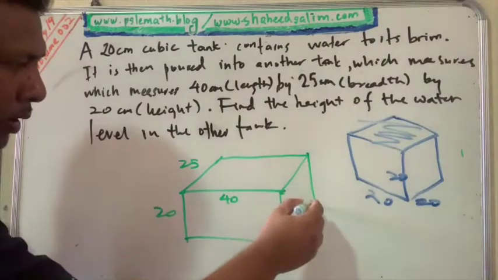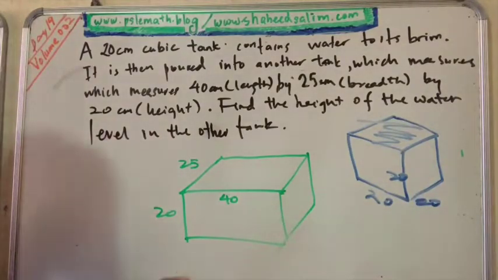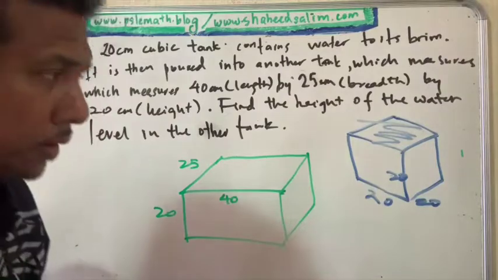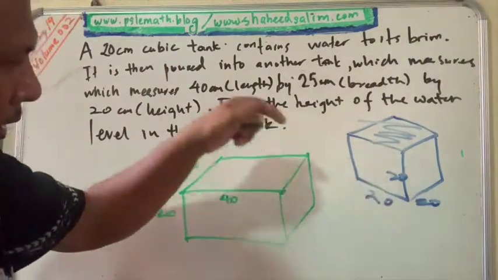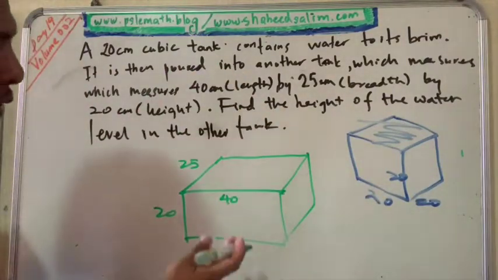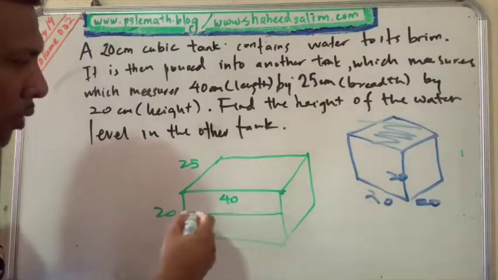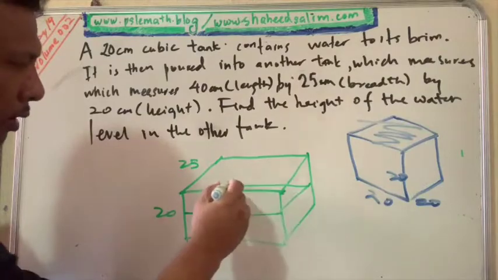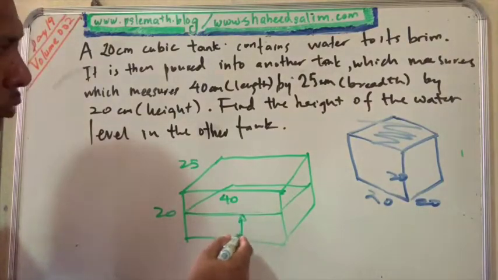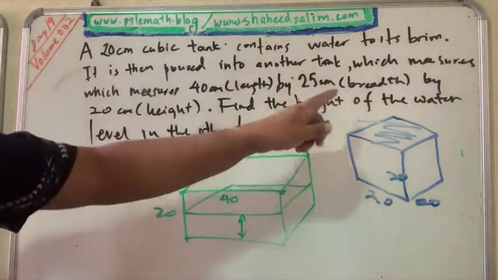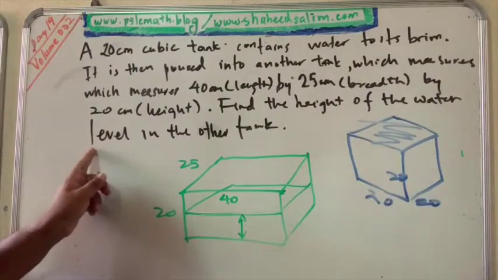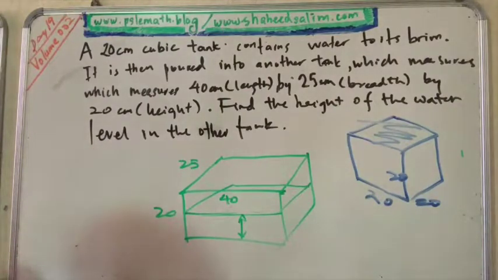So there's no ambiguity here, no confusion here, right? The water is poured from here into here. And as you can see, this tank is bigger than that. So the water level might be somewhere like that, no? The question is, how high is this water? Find the height of the water level in the other tank.